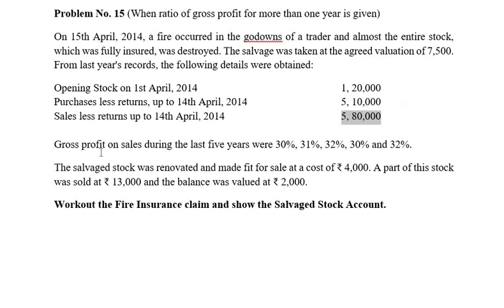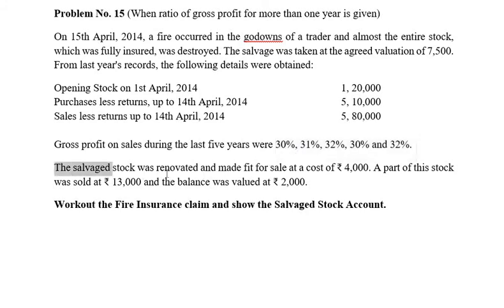Gross profit on the sales during the last 5 years were 30%, 31%, 32%, 30% and 32%. So they have given 5 years of gross profit ratio. We will take the average and ascertain the gross profit ratio for the current year.